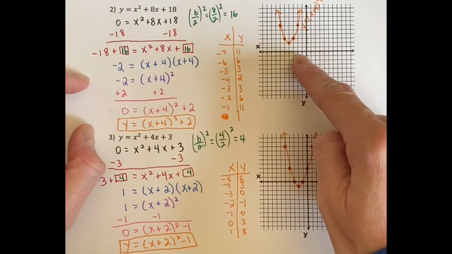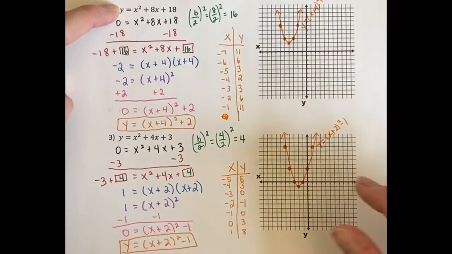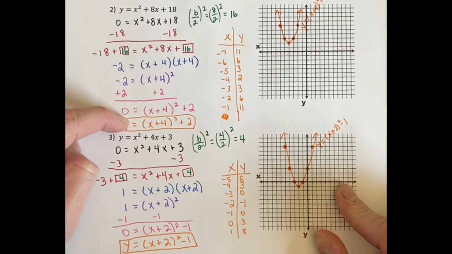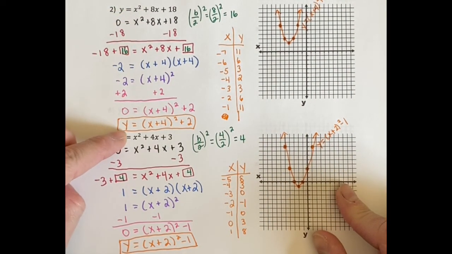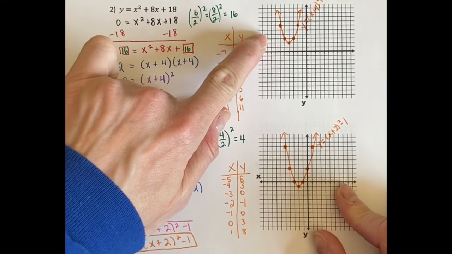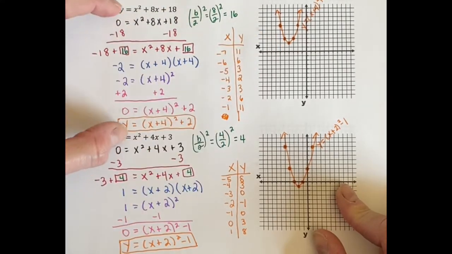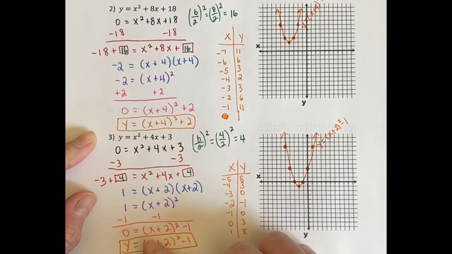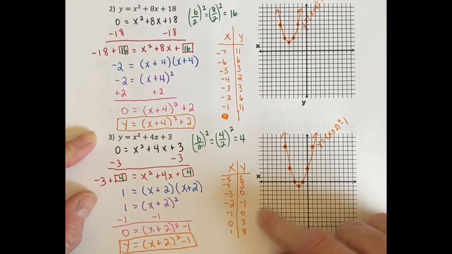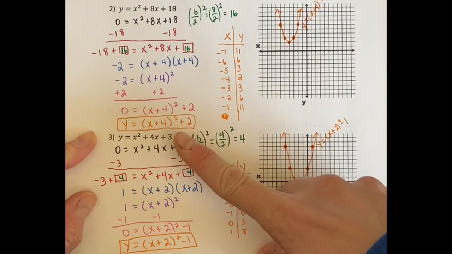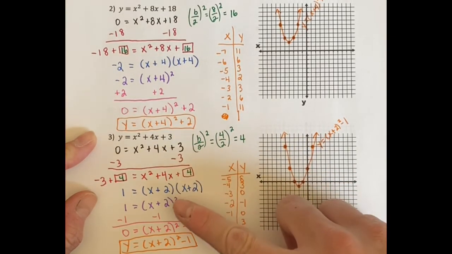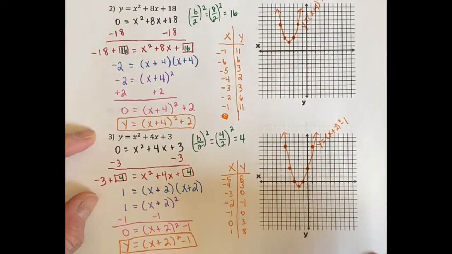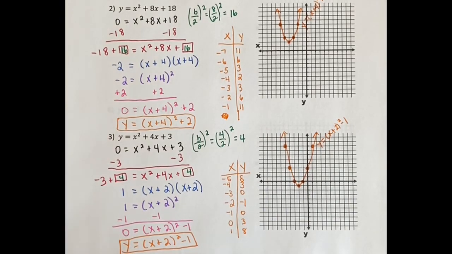Now, a great way to check it is if you type both of the equations into your calculator, the standard form and the vertex form, you should end up with the same graph. It's the same exact graph, just written in a different format. So really, they're the same equation. Number 3, you converted to vertex form, and you got y equals (x plus 2) squared minus 1. You write the table, and you graph it. And once again, if you type the standard form and the vertex form into the calculator, you'll end up with the same exact graph.